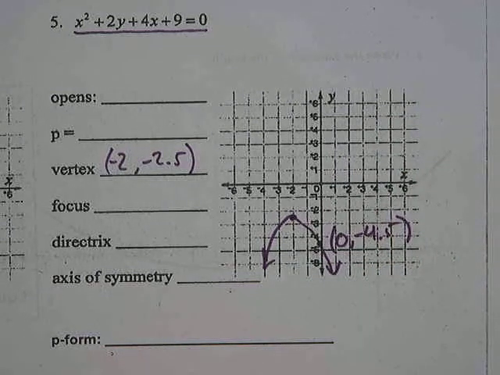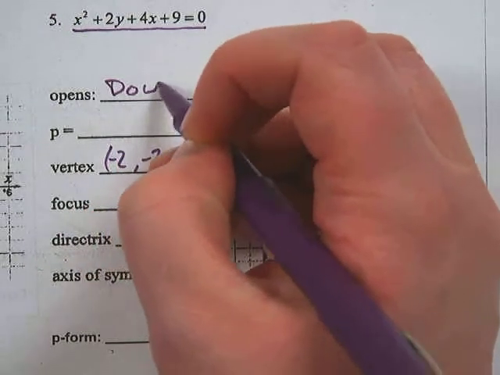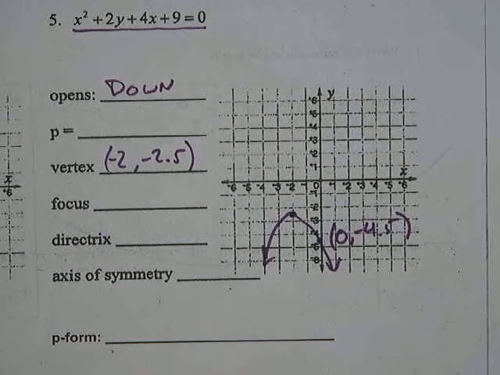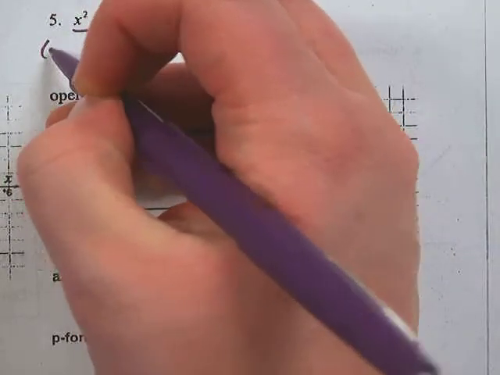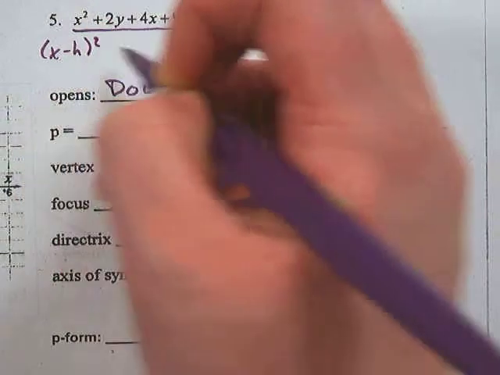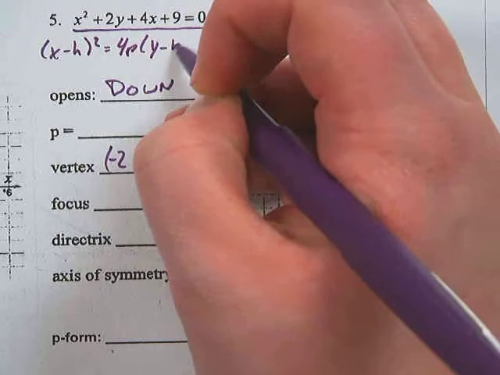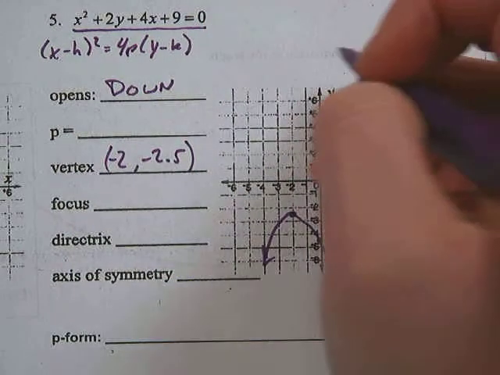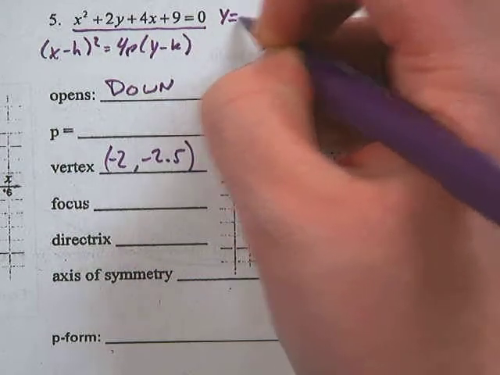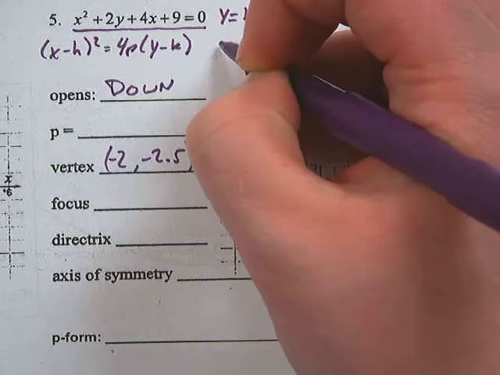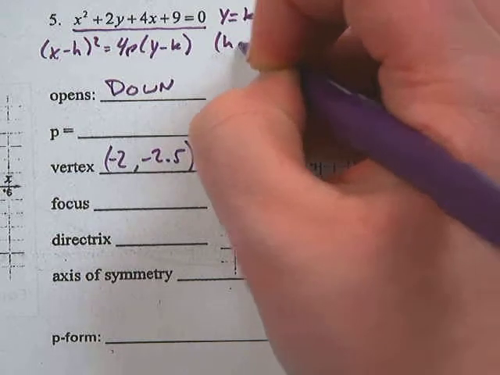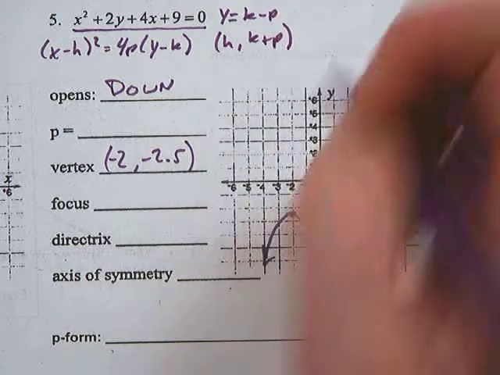Okay. So this also shows us what direction it opens. It opens down, which can tell us which equation we need to use. So if it opens up or down, we use the equation where x is squared. So we have (x minus h) squared equals 4p times (y minus k). And it also tells us that our directrix is going to be y equals k minus p, and that our focus is going to be the point (h, k plus p).